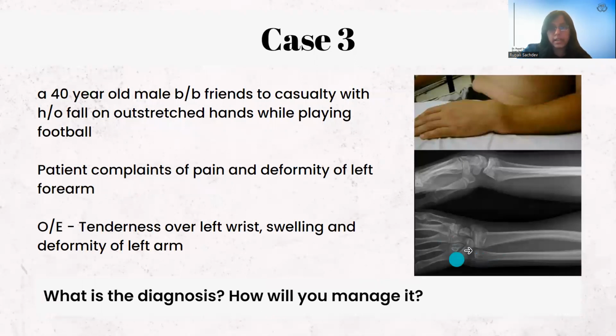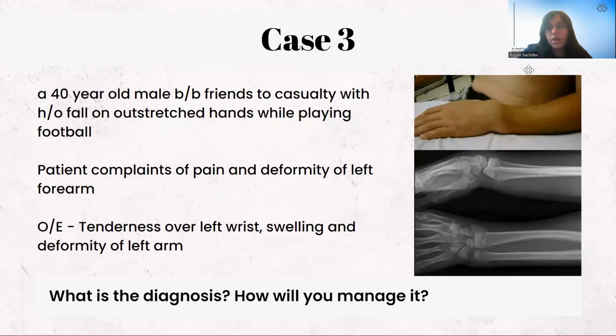Okay, case 3. A 40-year-old male brought by friends to casualty, history of fall on outstretched hands while playing football. Patient complains of pain and deformity of the forearm. There is tenderness over the left wrist, swelling, and deformity of the left arm. What is your diagnosis? How would you like to manage it?